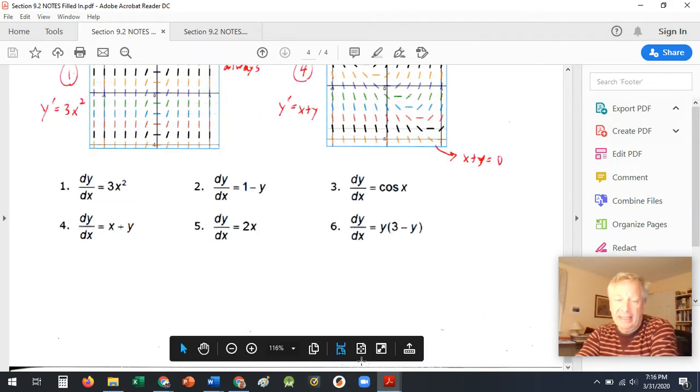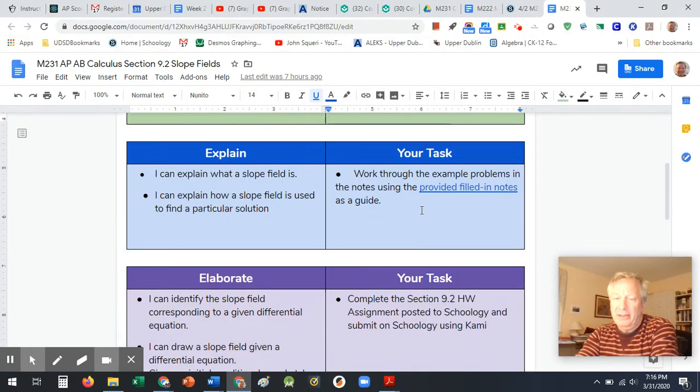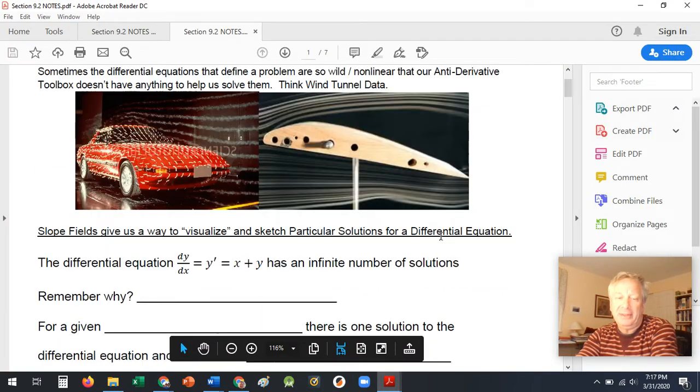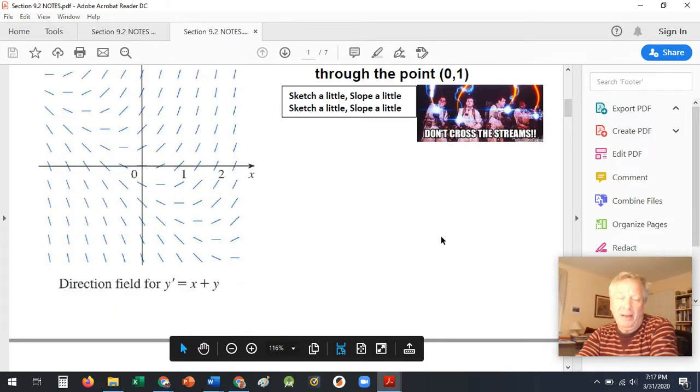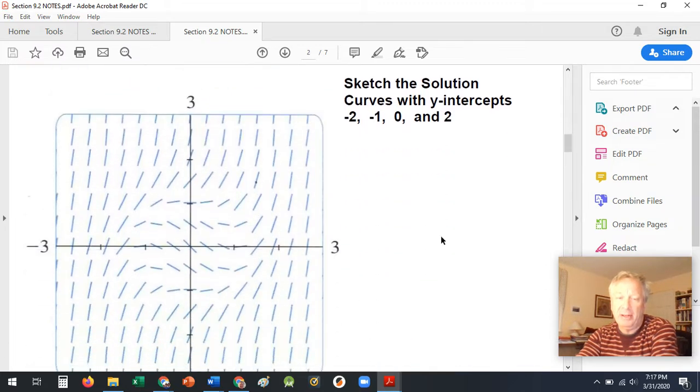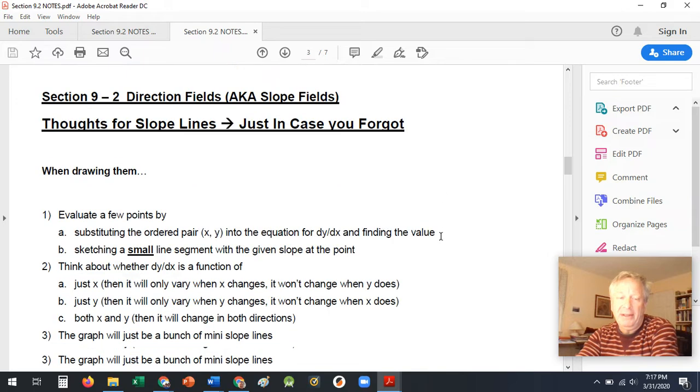So that is the filled in notes. The blank notes look just like the filled in notes, except they're blank. So you can try these out on your own, whether you do them on Kami or you print them out and do them yourself.